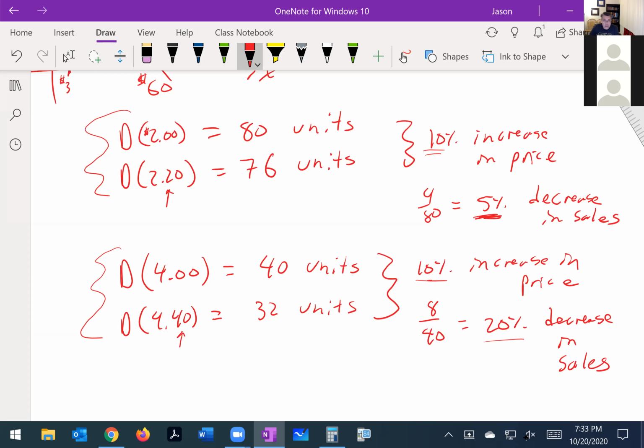Okay, that $2.20, that 20-cent increase had a lot bigger impact. I'm sorry, had a lot less impact. The 20-cent increase on my gallon of milk had a lot less impact than the 40-cent increase on my soy latte.